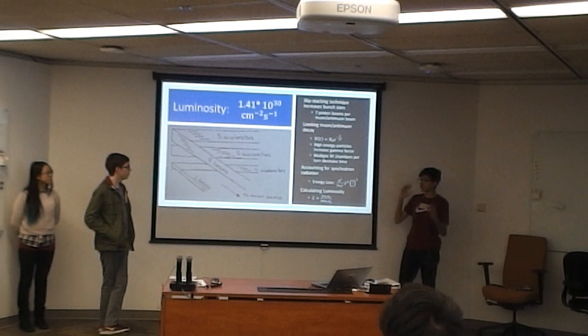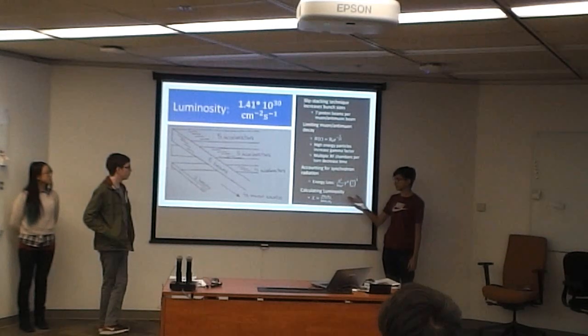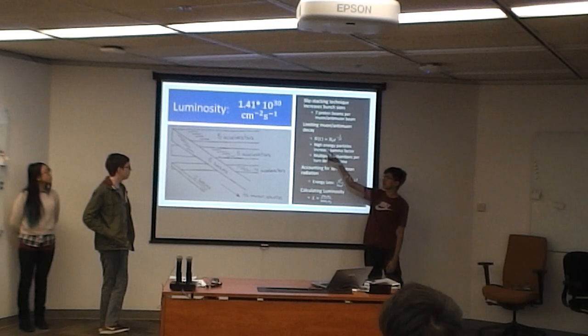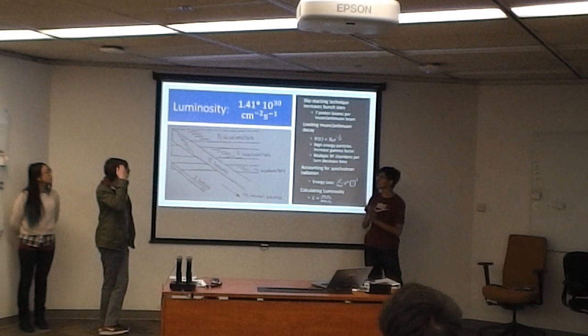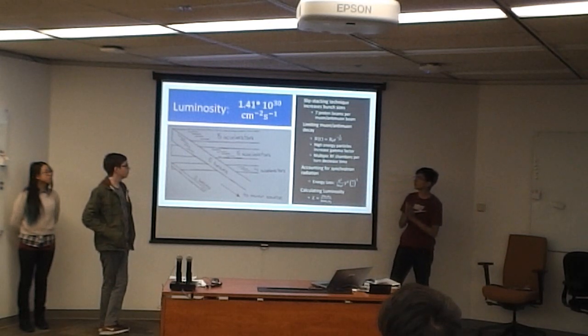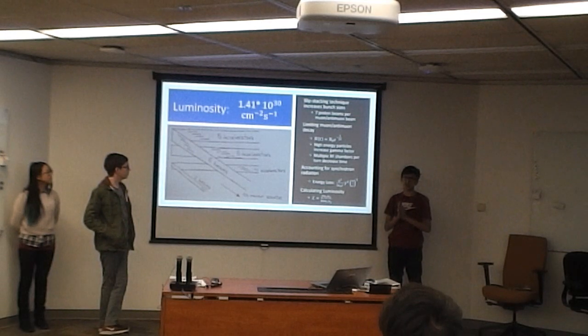So finally, once our neutrinos reached their max energy, we plugged it into this formula, and our final luminosity is 1.4 times 10 to the 30th. I know which is lower than other LHC luminosities, but I believe they use protons and muons decay, so it's, yeah.